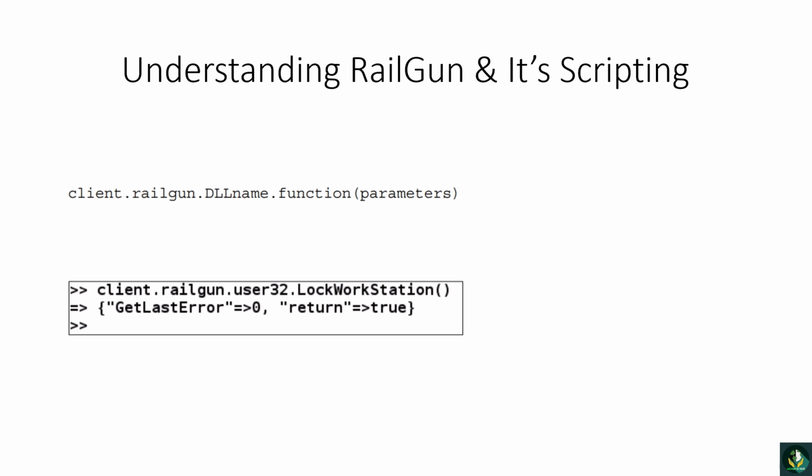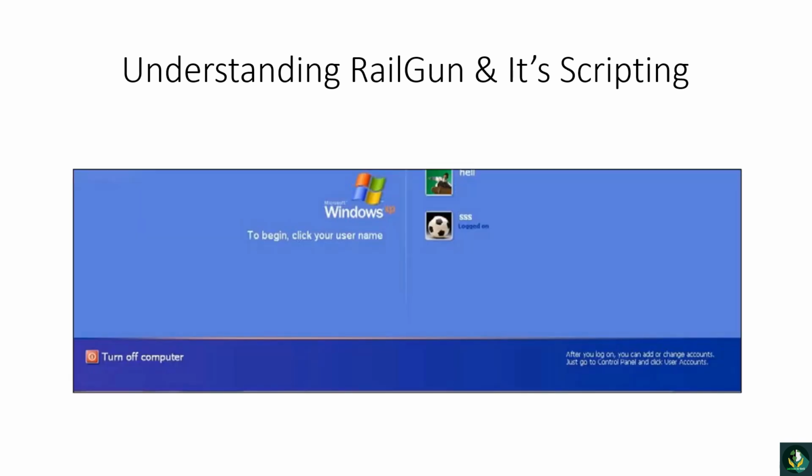The client.railgun keyword defines that you need the functionality of Railgun for the client. The DLL name keyword specifies the name of the DLL file for making a call. The function keyword in the syntax specifies the actual API function that is to be invoked, with the required parameters, from the DLL file. So this is the example, and from this the result of this API will be like this.